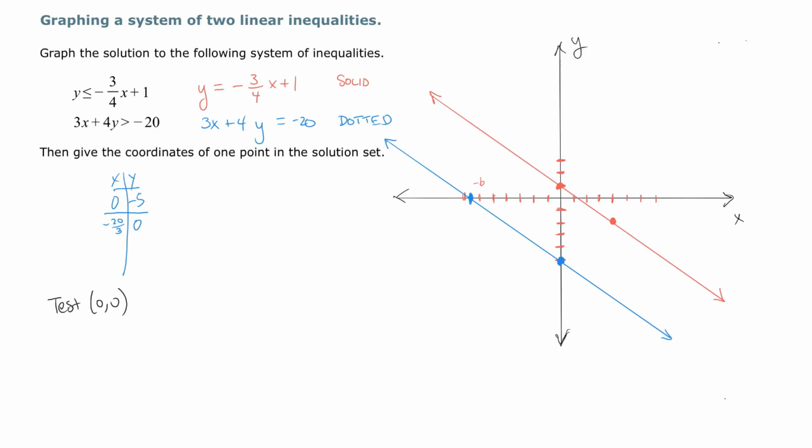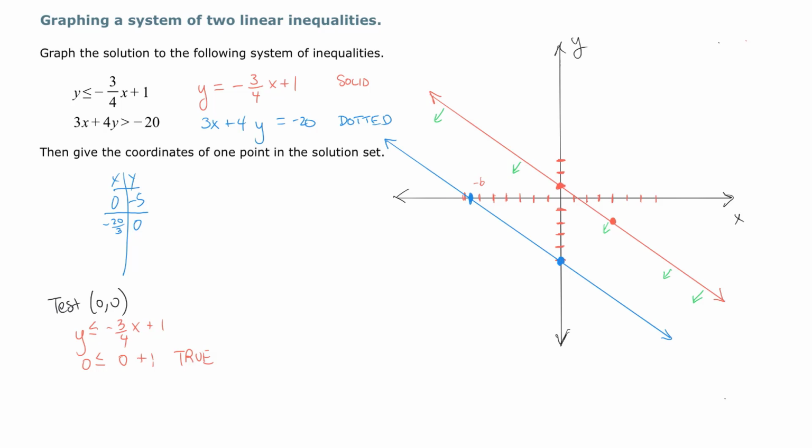Let's start with the red one. Let's test this one. Y is less than or equal to negative 3/4 times x plus 1. Well, 0 less than or equal to 0 plus 1. True or false? True. So if that's true, we are going to shade below that red line. So we tested the original inequality that involves the red line.